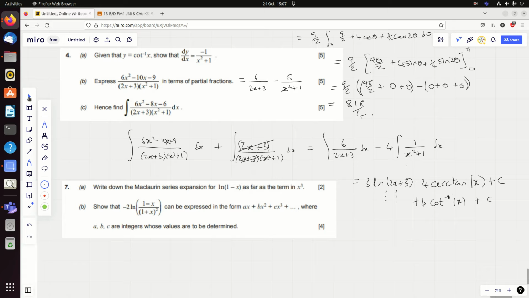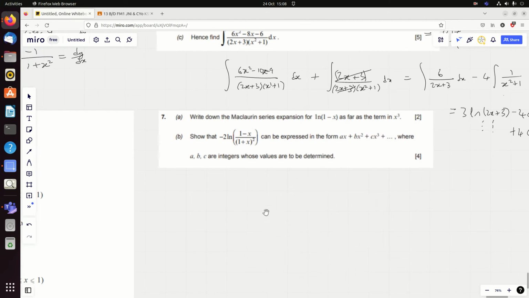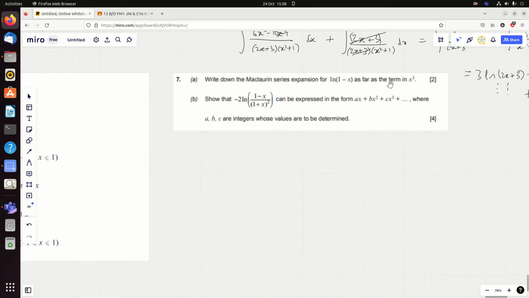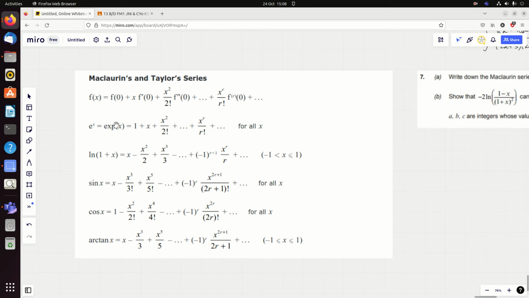Okay, let's do the last one of this part. Write down the Maclaurin's expansion for ln of 1 minus x as far as the term in x cubed. Now look at this, it's worth 2 marks. That means they definitely don't want you to do that full kind of like find the first derivative, find the second derivative, find the third derivative. No need, we can use the standard results.